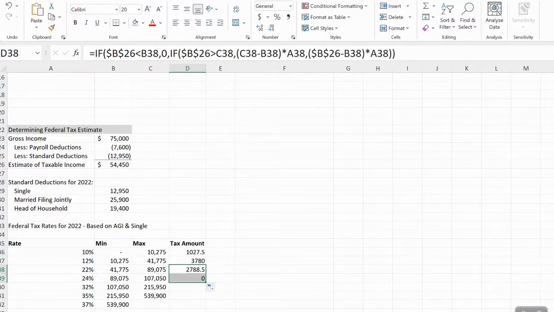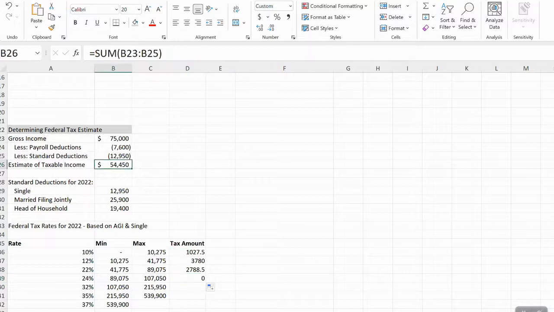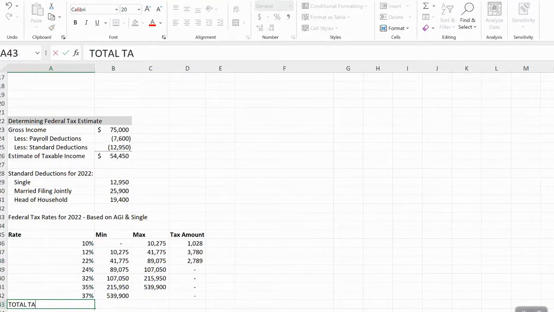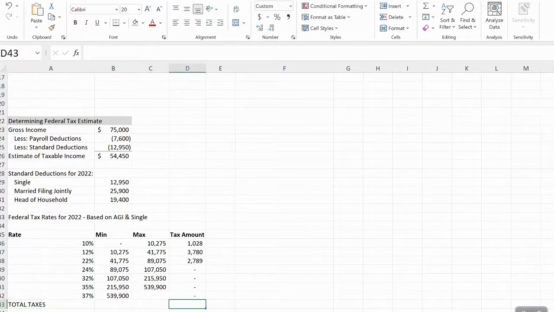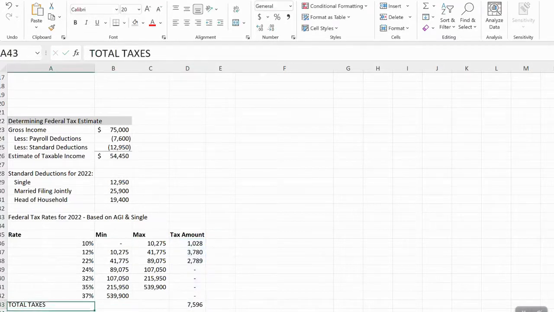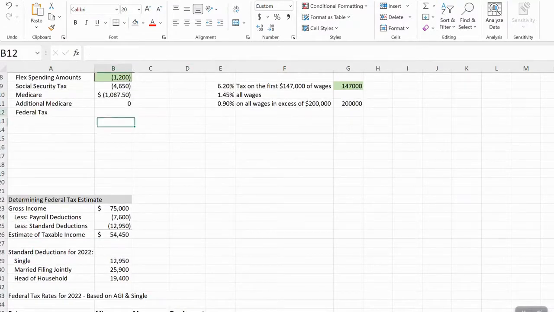and then we should get to 0 when we get to our fourth layer, which we do, which is good because we're at 54,450. So if we've done our formula right, we know that we're going to owe a little bit of tax right here in the third layer. So we can say our total taxes we've computed and then add them all up. Again, using our sum function, it is 7,596. So this is the amount we want to then include all the way up in our federal taxes.